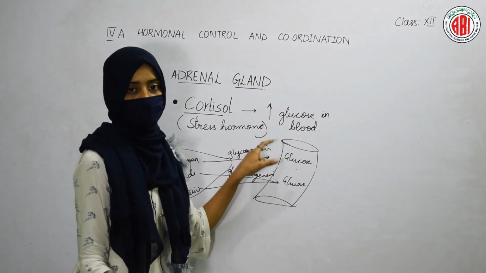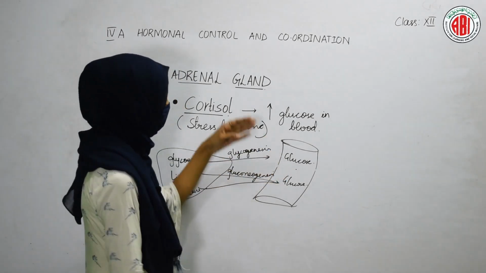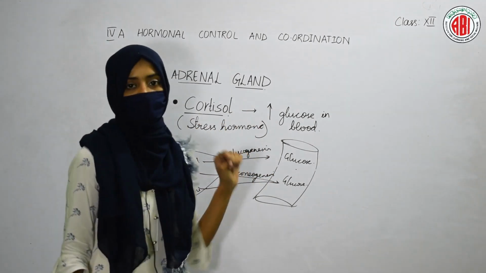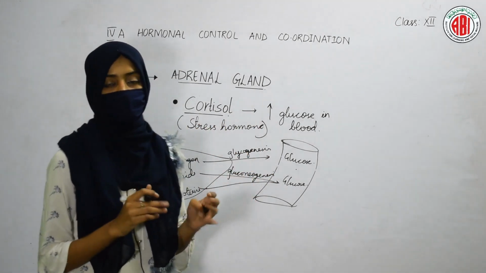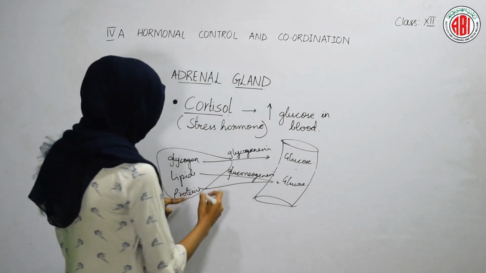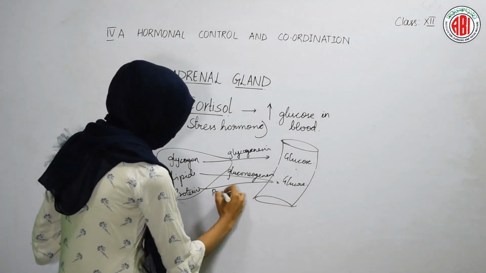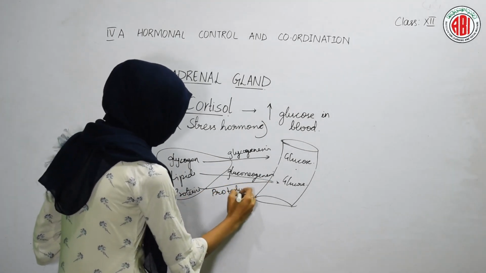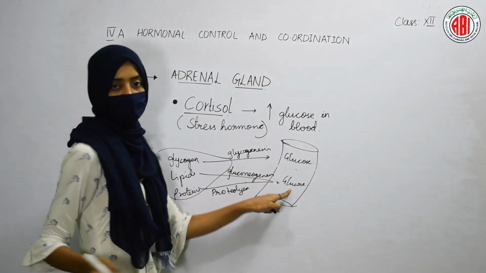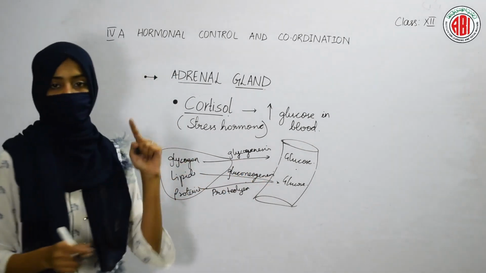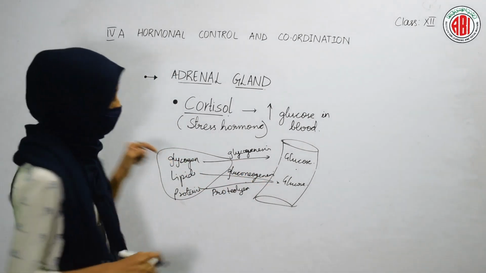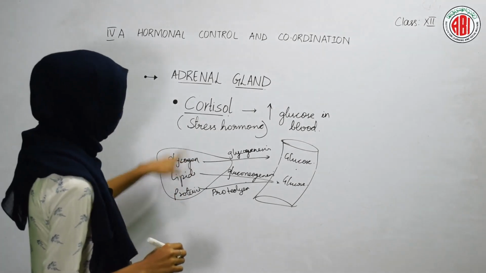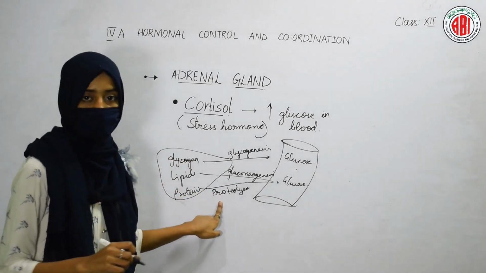When the glucose enters the blood, automatically the level of glucose in our blood increases, and we can handle stress situations. And whenever proteins are broken down, this process is called proteolysis. It breaks down into glucose. But in the case of thyroid hormone, it won't allow the protein to undergo a reaction called proteolysis.